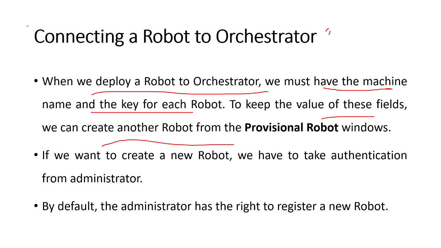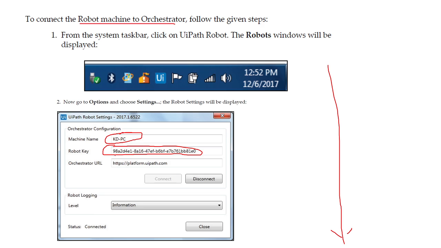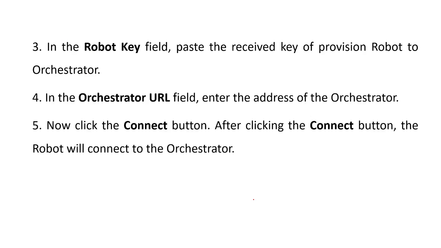If you want to create a new robot, we have to take authentication from the administrator. Obviously every control will be there under the administrator, right? See again, to connect a robot to the Orchestrator, you need to follow these steps. See, this is what I was telling. Key, let us assume this is the machine name, this is the server address of the Orchestrator, right? Like this. This can be used to check the connection, and if it is connected, if you want to disconnect, you can click on this. That's it. So just follow these steps.